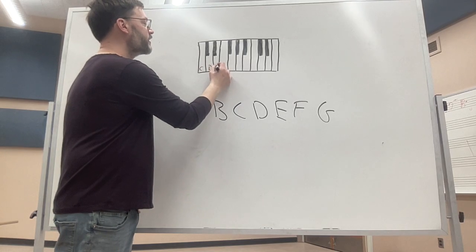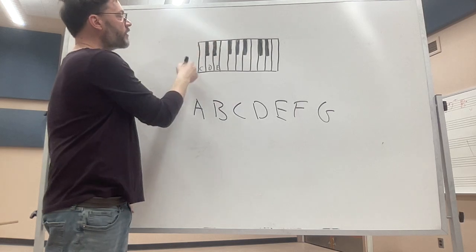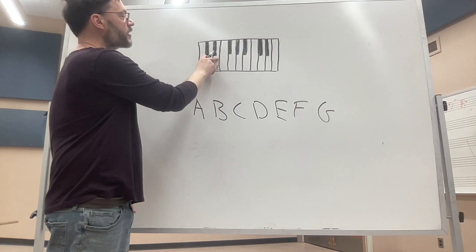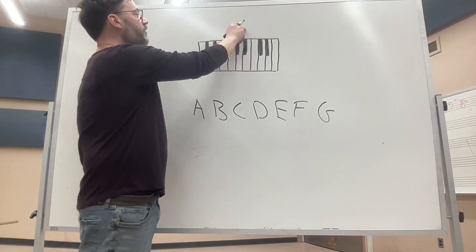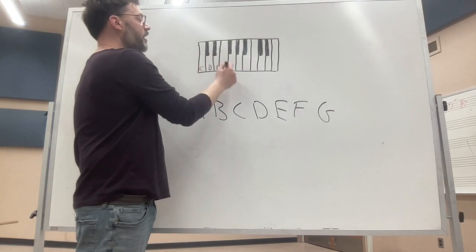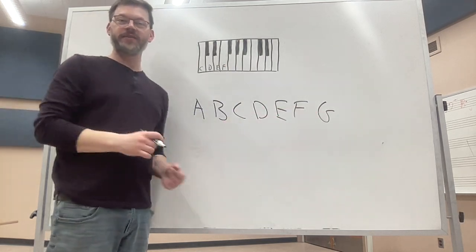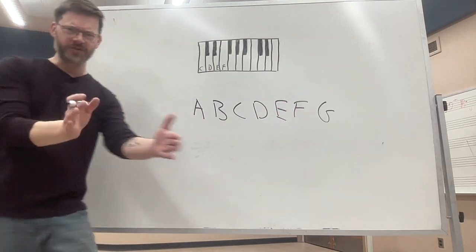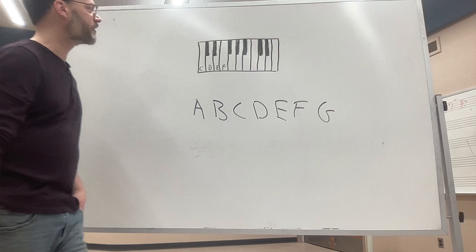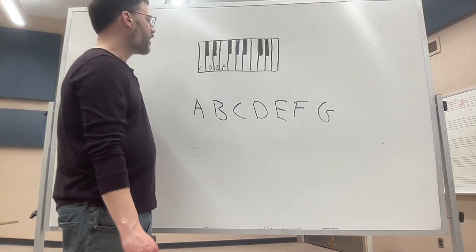C, D, E. I always like to say to the left of the two black keys on a keyboard is the C. Okay, and then to the left of the three black keys is the F. And this pattern is all across all 88 keys of any keyboard or any piano. And then some keyboards have shorter numbers of keys, but the pattern remains the same.